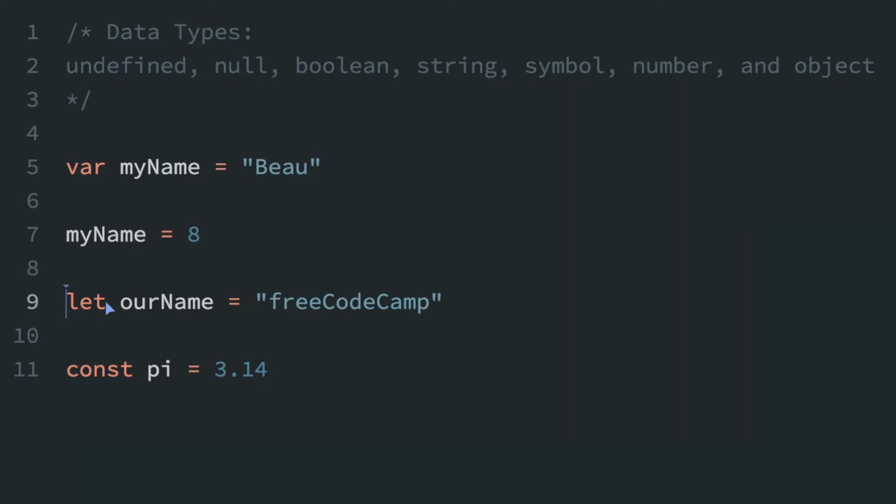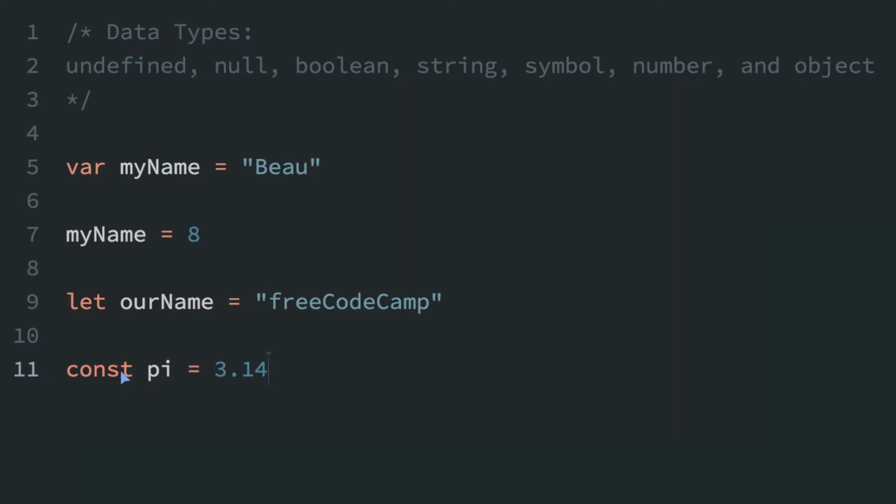Let will only be used within the scope of where you declare that. Now, we're going to be talking about let and const more later, so I'm just giving you a brief overview of what they are now. Const is a variable that should never change.